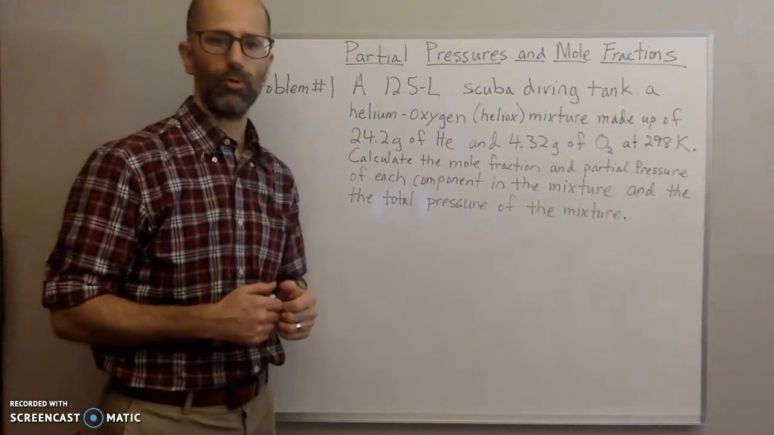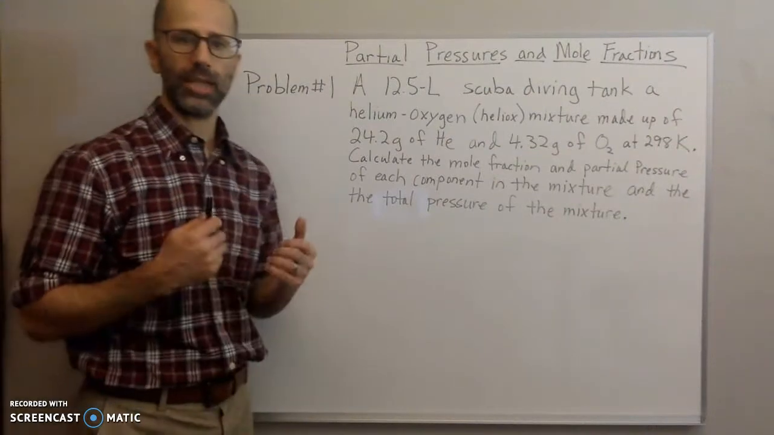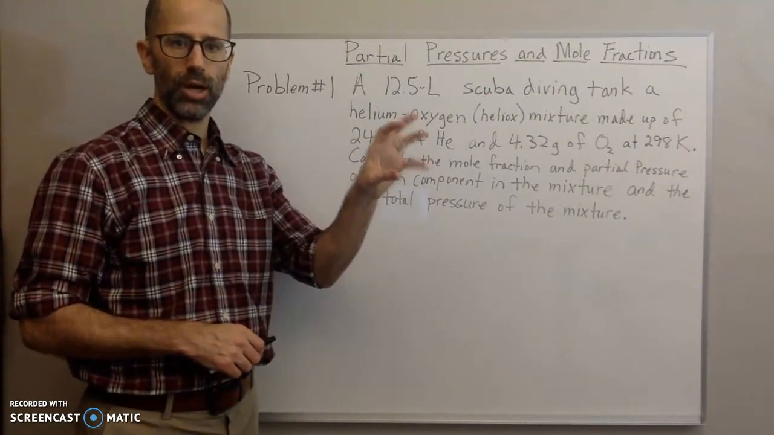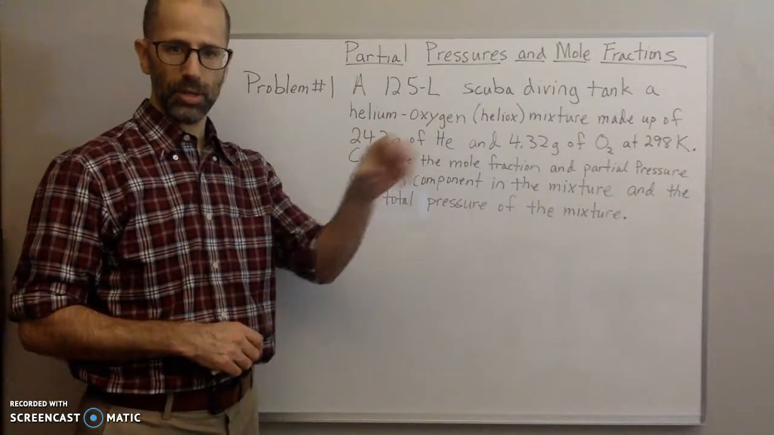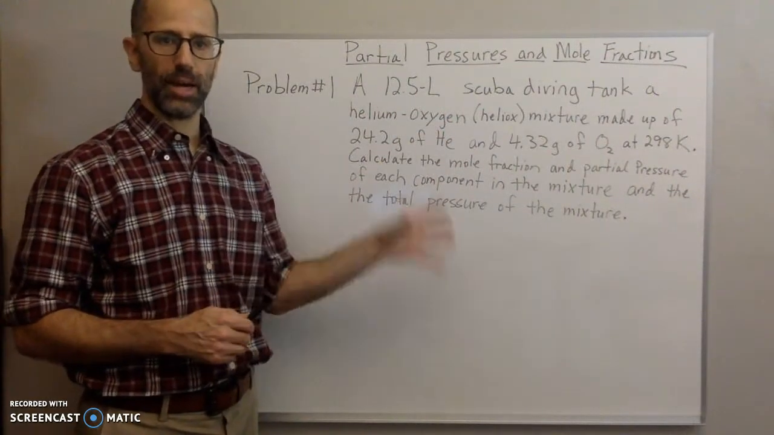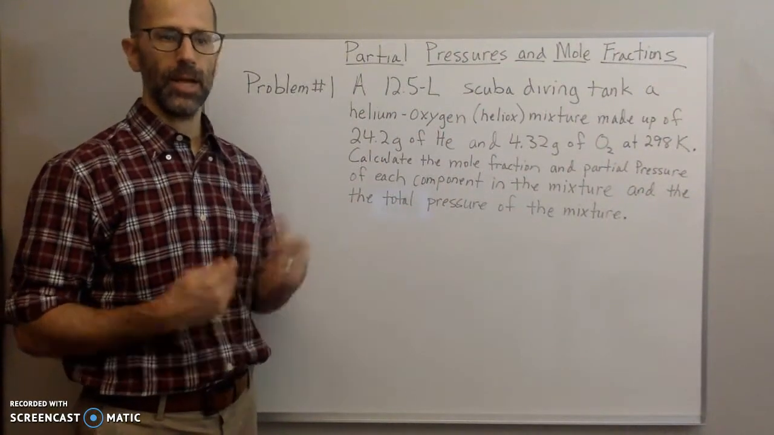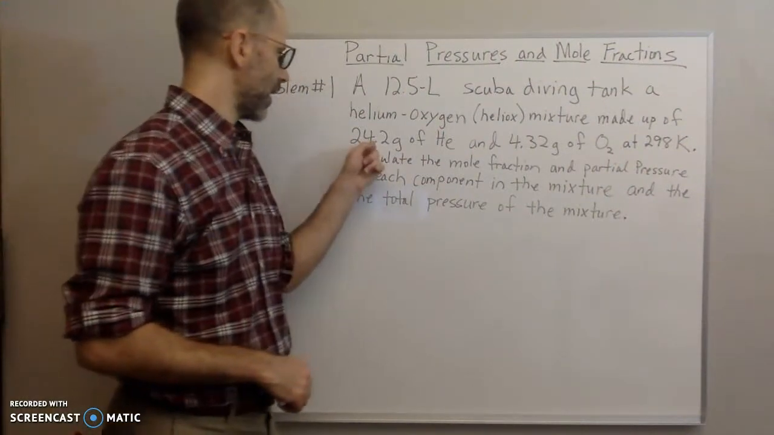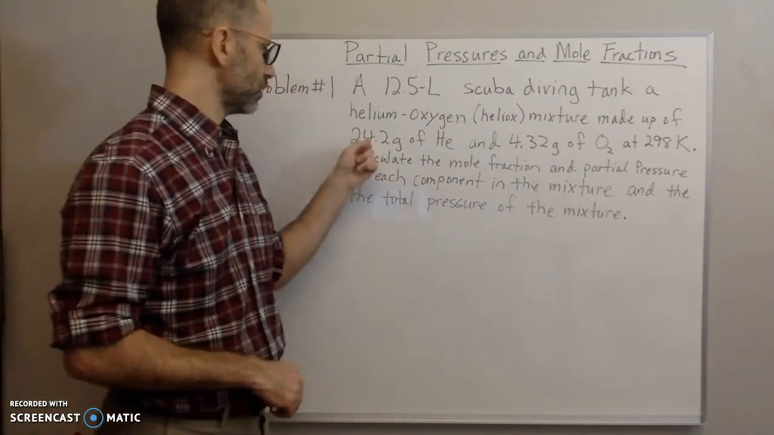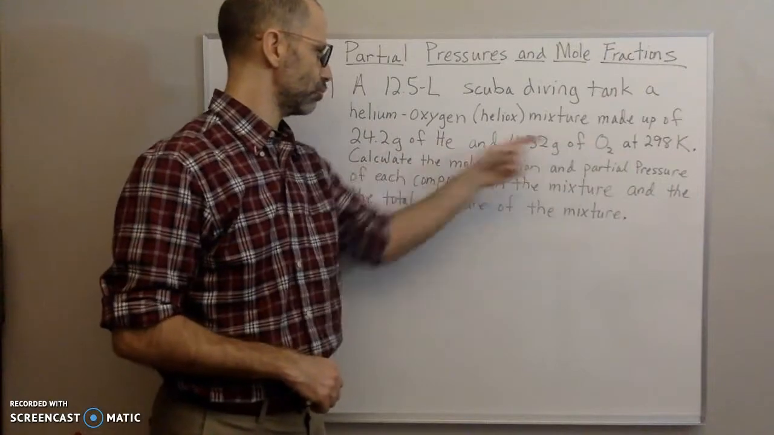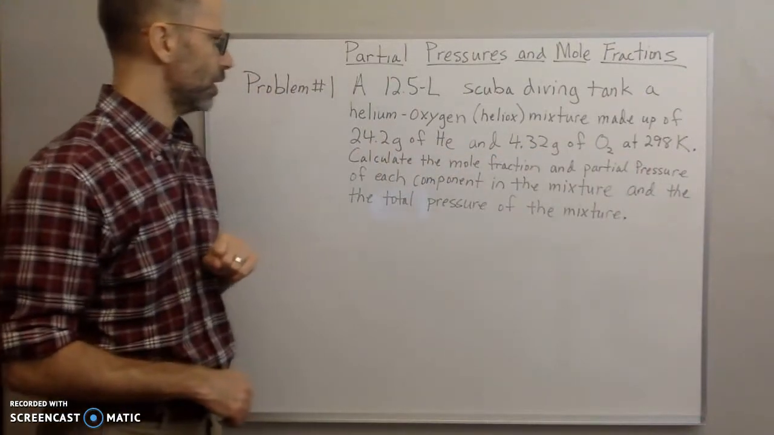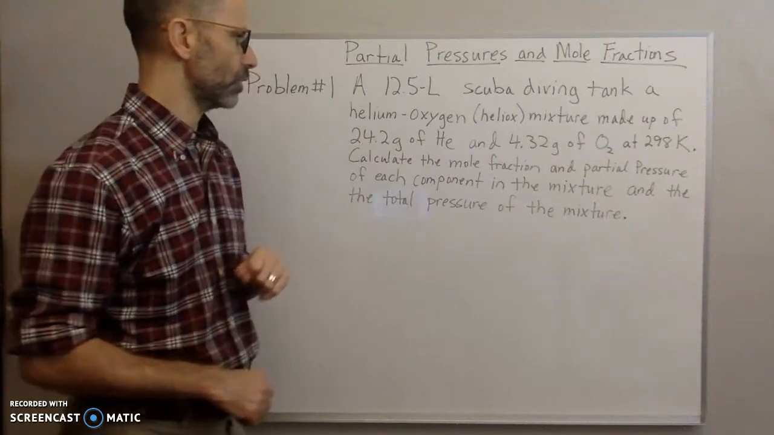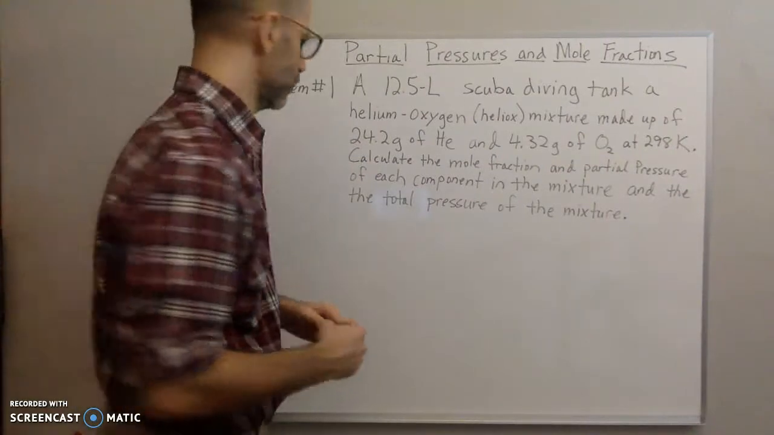If you remember, the mole fraction is calculated by the number of moles of the gas you're interested in, one of the components, divided by the total moles of the gas. So let's go ahead and do that. What we have is mass. They're giving us the mass of the two components of the mixture, so we need to convert grams to moles. We're going to use the molar mass to do that.